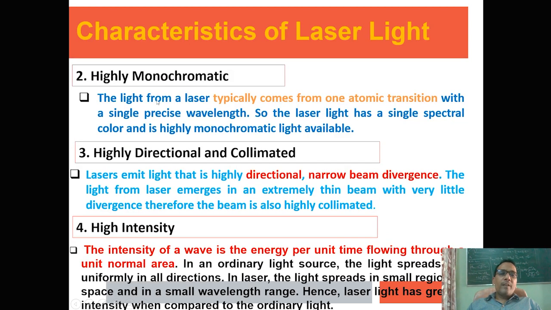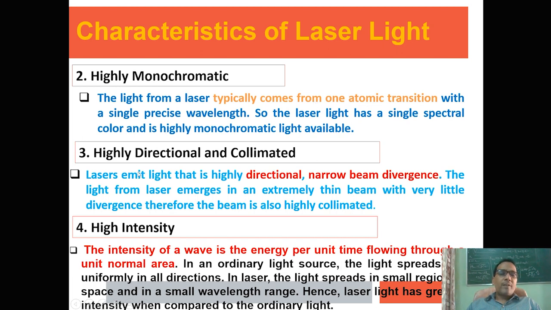It is highly monochromatic. The light from a laser typically comes from one atomic transition with a single precise wavelength. So the laser light has a single spectral color and is highly monochromatic light. The maximum deviation in its monochromaticity is about 10 angstrom.